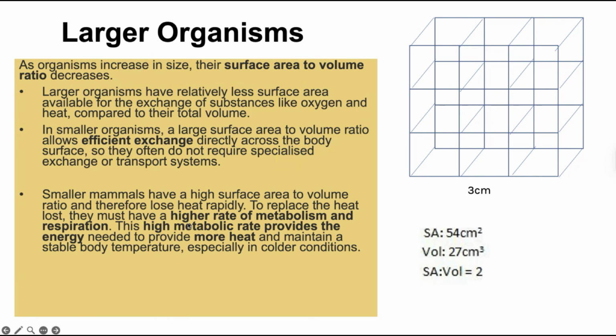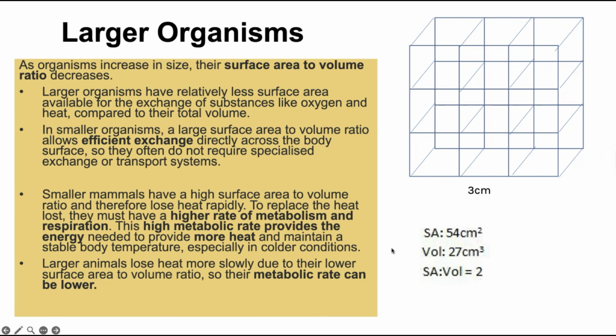Now, smaller mammals have a high surface area to volume ratio, and that means that they lose heat rapidly across their surface. So to replace that heat that they lose, they have to have a high rate of metabolism, and therefore they will respire rapidly. And this high metabolic rate provides the energy needed to provide more heat and maintain a stable body temperature, especially if they're in colder environments. Larger animals, because they have a smaller surface area to volume ratio, will lose heat more slowly due to that. And their metabolic rate can therefore be relatively lower in comparison to the smaller mammals.